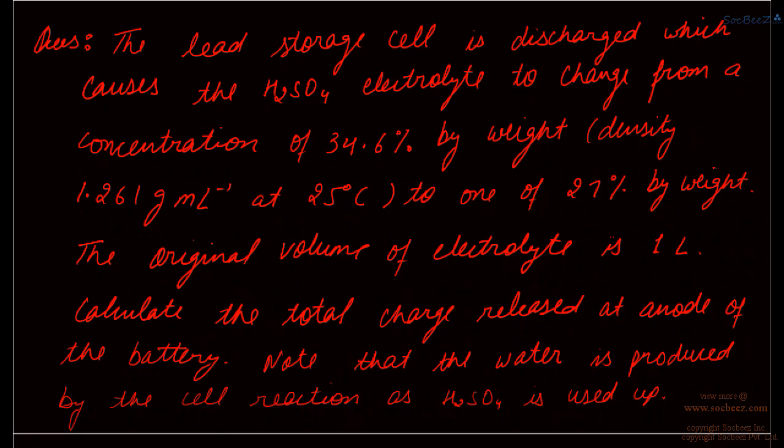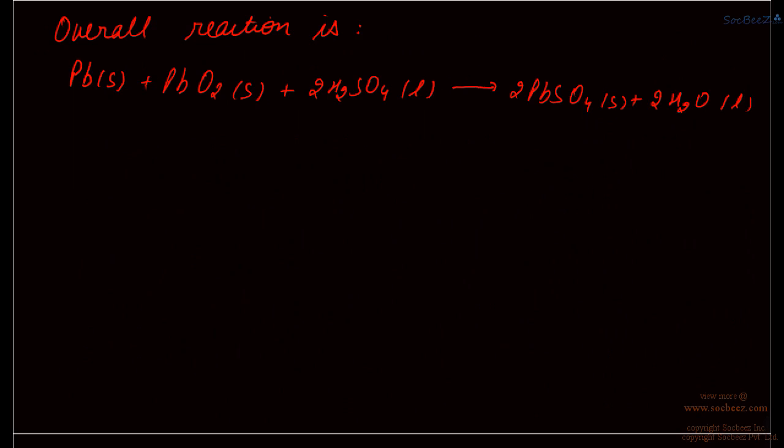Note that the water is produced by the cell reaction as H2SO4 is used up, and the overall reaction is Pb(s) + PbO2(s) + 2H2SO4 giving us 2PbSO4 + 2H2O. So this water is produced, and we have to take care of this fact. So let's see how this problem can be solved.